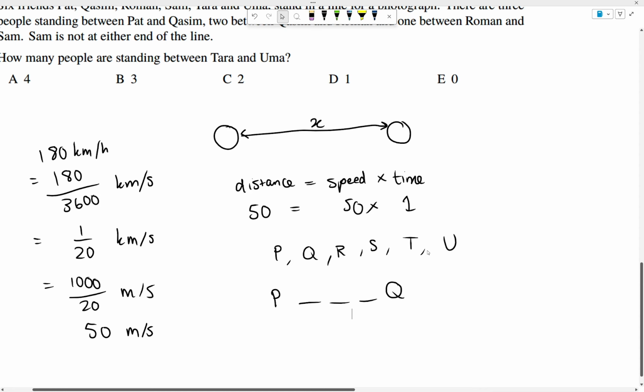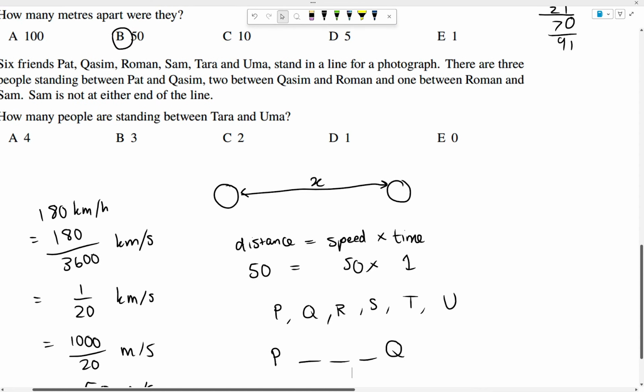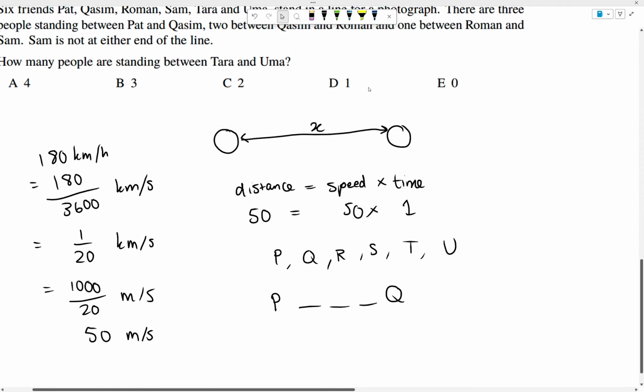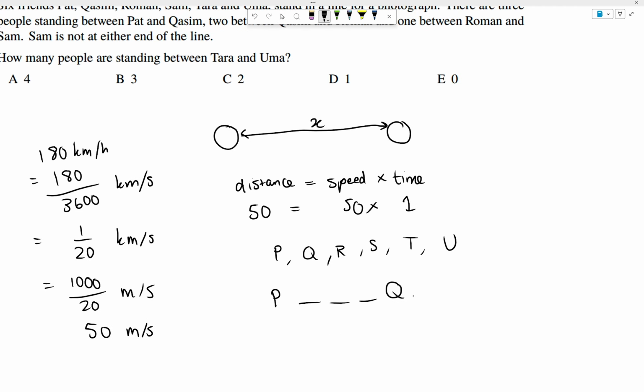So 3 people in between P and C. There are 2 people in between C and R. So that means that R can be in 2 places. Either R is here or R is here. But if we look at this case, this would imply that there's 1, 2, 3, 4, 5, 6, 7, 8 people in total, so that cannot be true. So therefore, R is there.